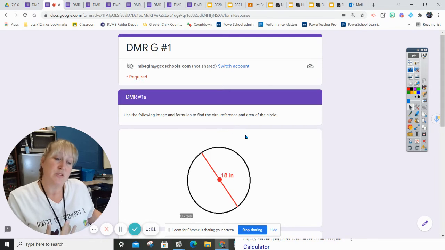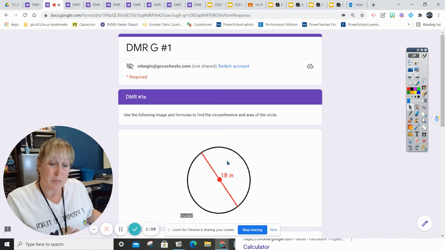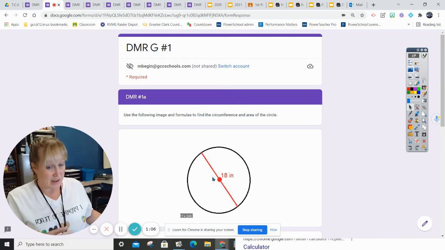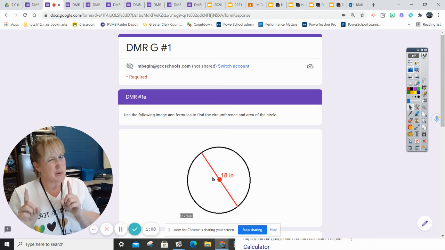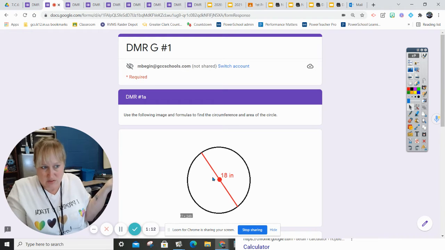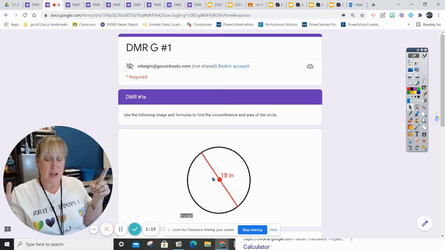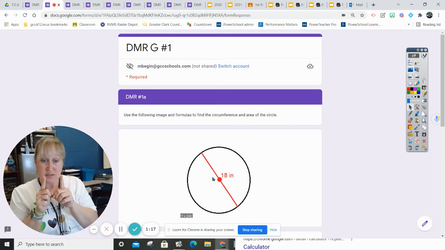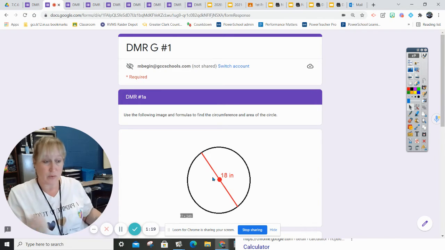So the formulas will be given to you most of the time, but you will have a picture that shows either the diameter or the radius. I remember that because the diameter is longer. The word's longer, so that makes sense to me. So diameter goes all the way across. Radius is a shorter word, so it only goes halfway across.